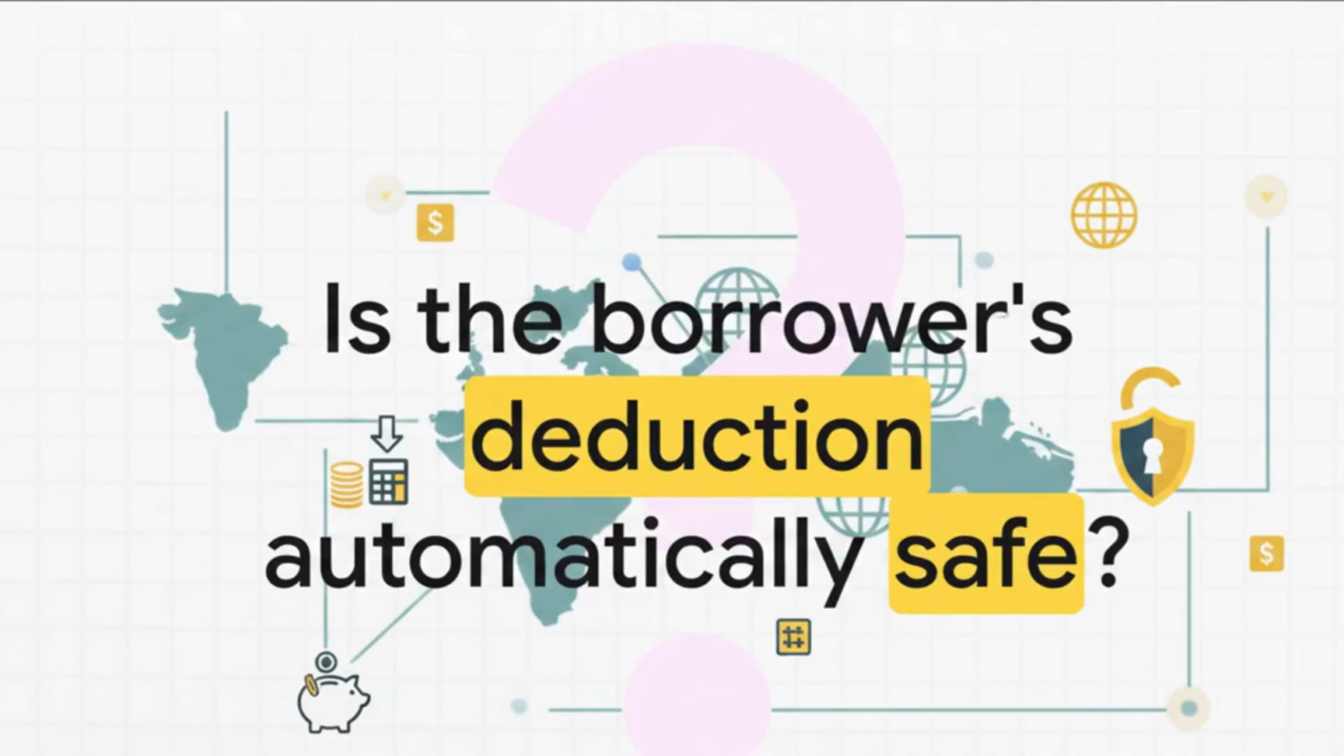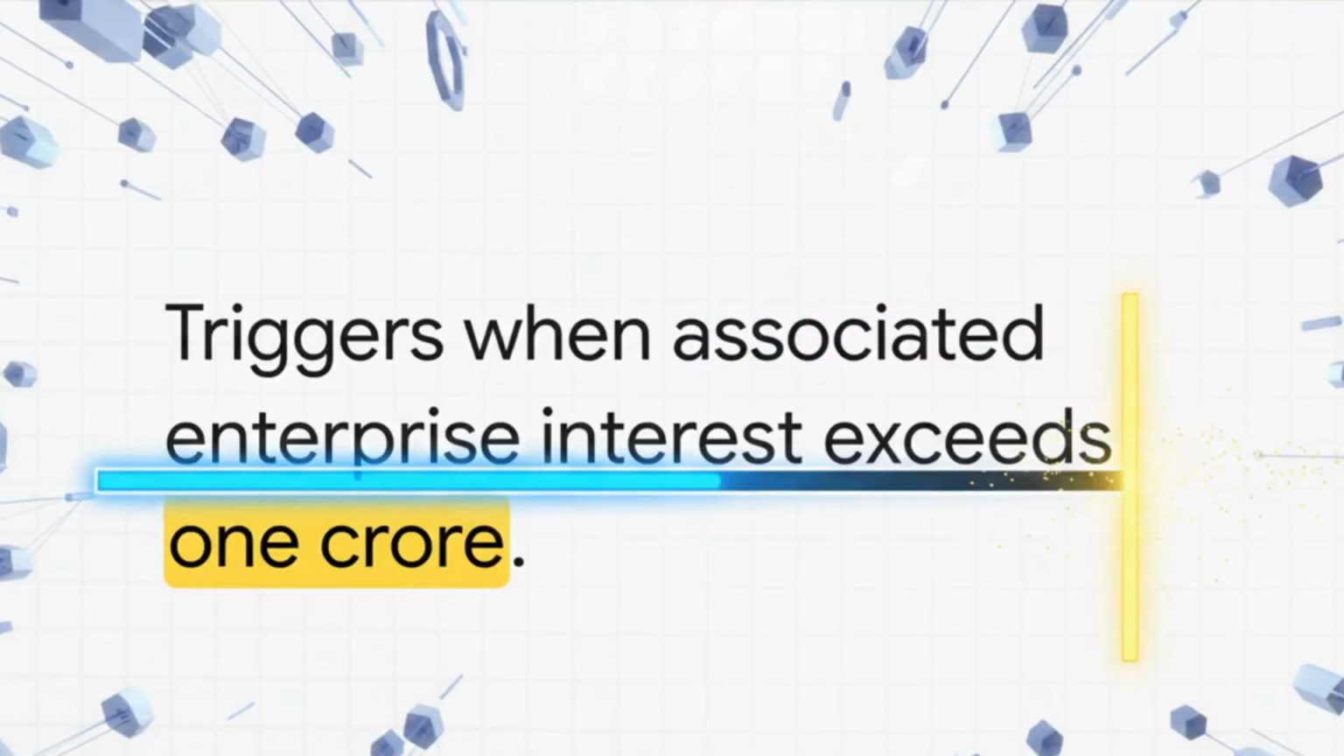If lender-side tax is withheld correctly, is the Indian borrower's deduction totally safe? Well, we need to check thin cap. That brings us to Section 177. This rule triggers when associated enterprise interest exceeds 1 crore rupees. And here's the kicker. The excess interest disallowed is capped at 30% of EBITDA.